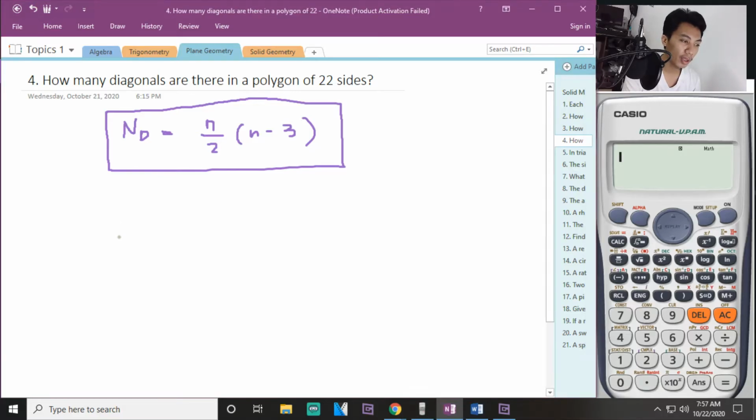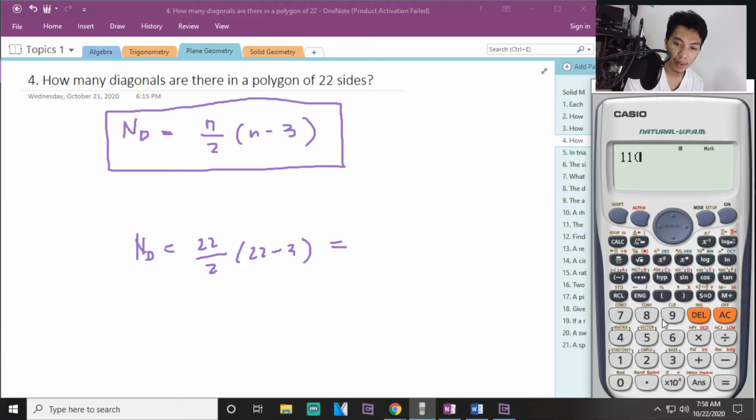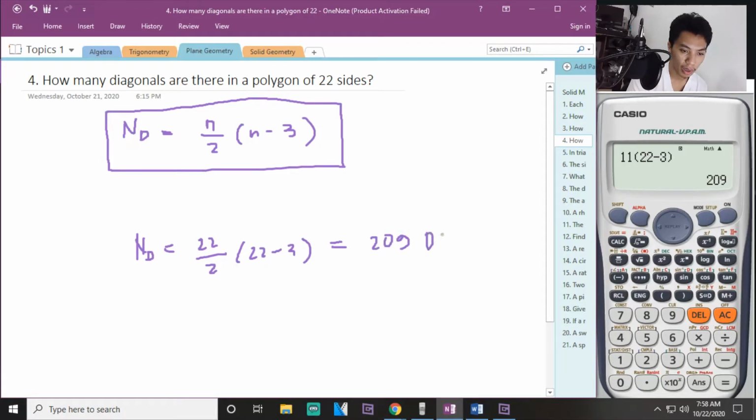So, kung meron kang 22 sides, wala pang number of diagonals. O, yan. So, that is 22 over 2 tapos 22 minus 3. Okay. Check natin kung mag-i-equal sila dun sa formula na ginawa natin kanina. So, this will be 11 times 22 minus 3. That is 209 diagonals.